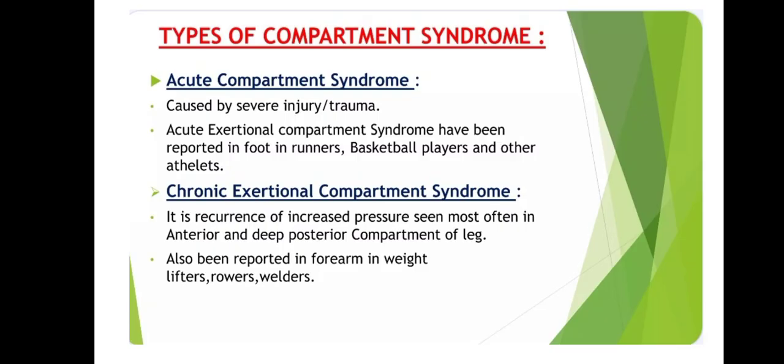Now there are two types of compartment syndrome. First is acute compartment syndrome, which is caused by severe injury or trauma. Acute exertional compartment syndrome has been reported in runners, basketball players and other athletes. Then there is chronic exertional compartment syndrome, which is commonly seen in lifters, rowers and welders. It is a recurrence of increased pressure seen most often in the anterior and deep posterior compartment of the leg. So chronic compartment syndrome is commonly seen in the compartment of the leg.